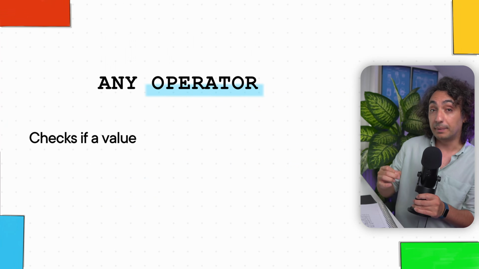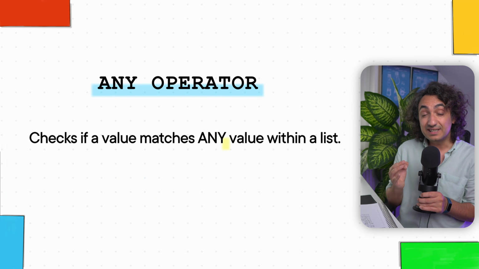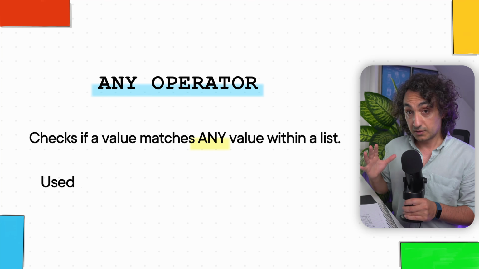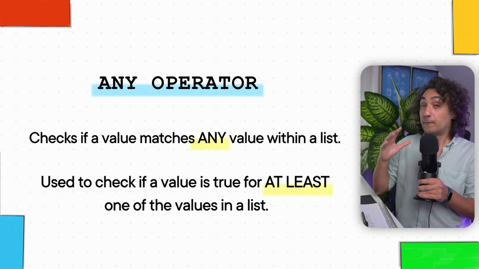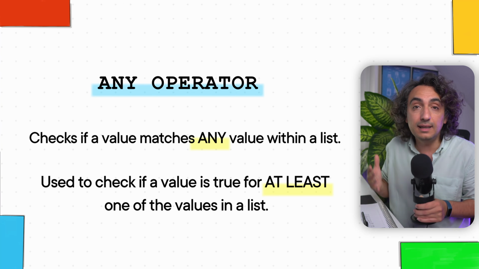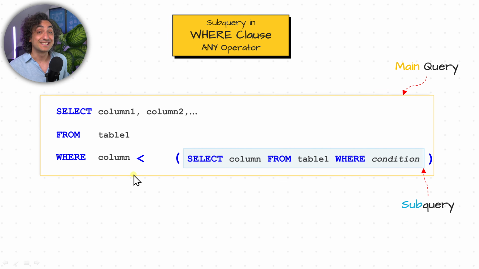Okay, so now moving on to the ANY operator. So we can go and use the ANY operator in order to compare a value and check if it matches any value from a list. So that means we can use it in order to check whether a condition is true for at least one of the values in a list. Okay, so now let's check quickly the syntax of the subquery using the ANY and ALL operators.